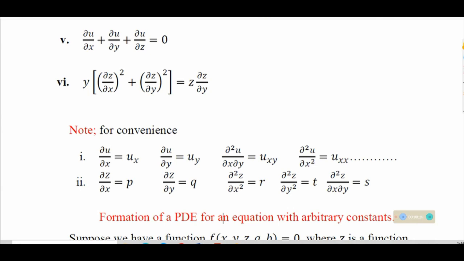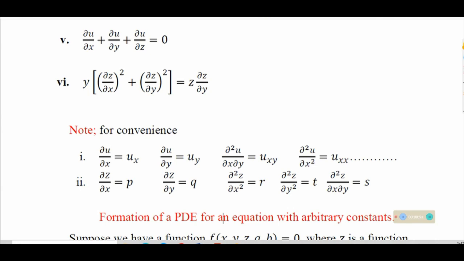Dear friends, last time we had started on what we call partial differential equations, whereby we looked at the definitions of the partial differential equation, the order, and what we call the degree of the partial differential equation. We as well looked at how best you can get the degree and the order of a given partial differential equation.